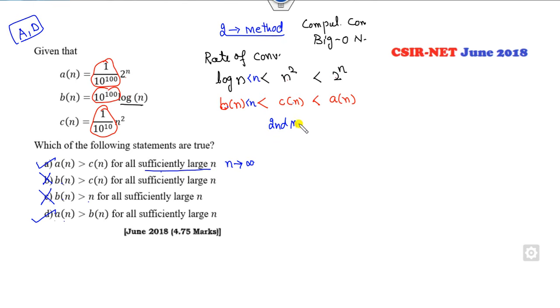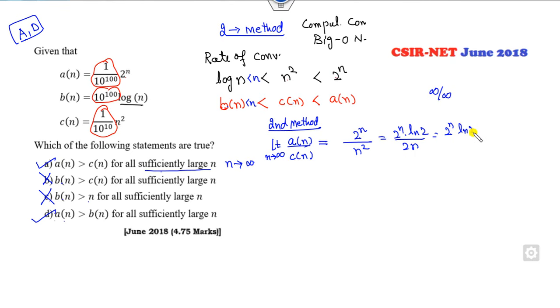What is the second method? We can check the options. What is a_n over c_n as n approaches infinity? If I prove this is greater than 1, then this result holds. a_n is 2 raised to the power n, c_n is n squared. As n approaches infinity, it's an infinity over infinity form. So I apply L'Hopital's rule, this gives 2^n ln 2 over 2n. Again I can apply L'Hopital's rule, and clearly this goes to infinity.